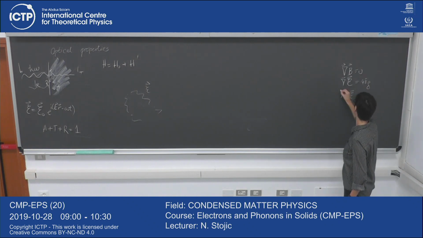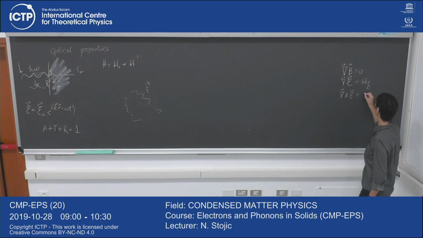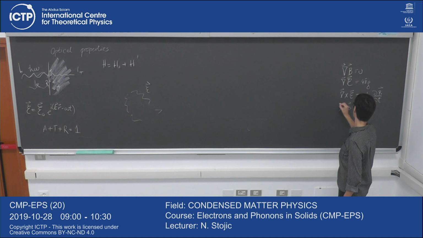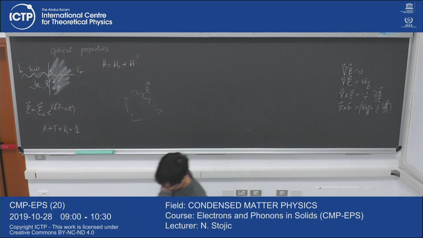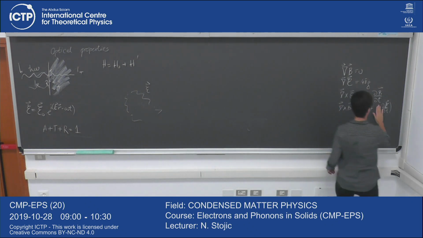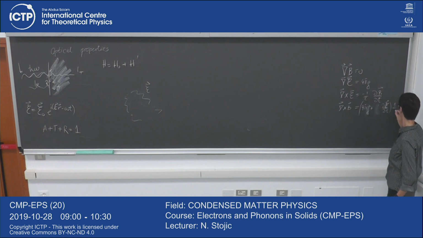Curl of E. Curl of B. No, this is the current. Plus 1 over C. I think maybe 1 over C is out, sorry, I'm not so sure. Yeah, 1 over C is out. Okay.